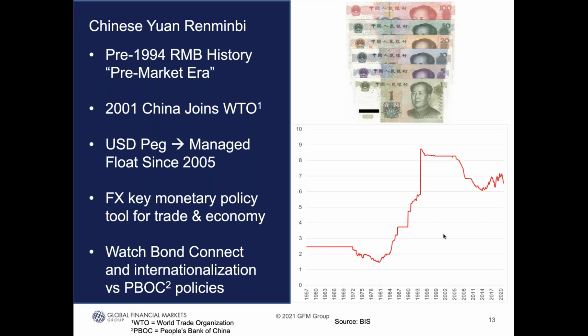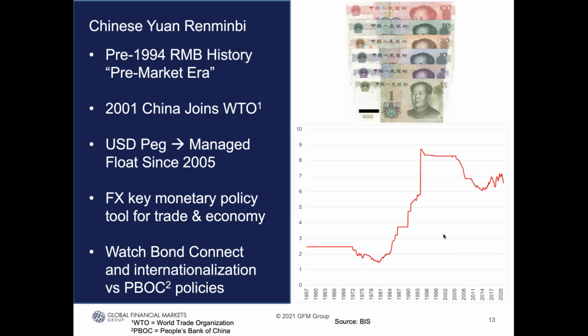Pre-1994, we really need to almost think of the Chinese yuan currency in two different eras. Before 1994 was a completely different era than since 1994. Before 1994, China was not really an open market. The market was still very heavily controlled. There really was no such thing as a Chinese stock market. There were gradual liberalizations for China to open up to foreign investment.